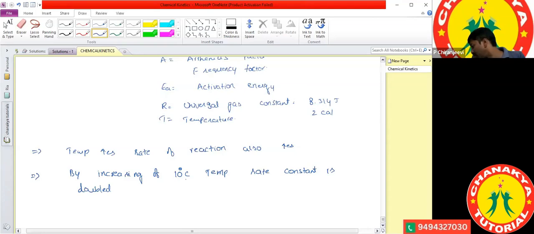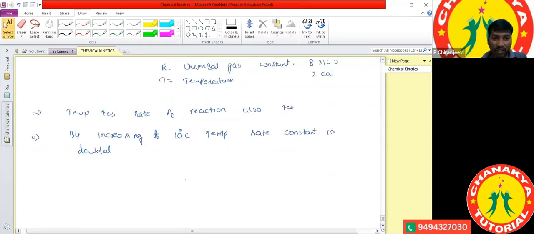Here, we are going to explain this in two ways. One is the graphical method, and another is the comparison method. We are going to represent the Arrhenius equation graphically, and at the same time by the comparison method. Now, in the first one, we can take it here.